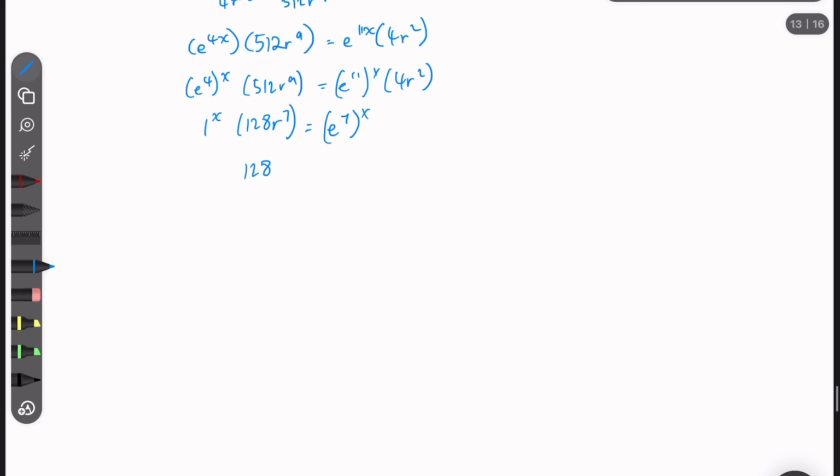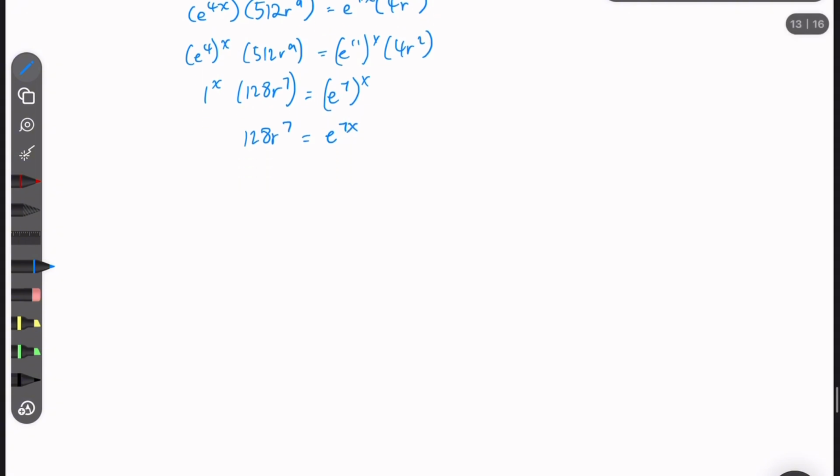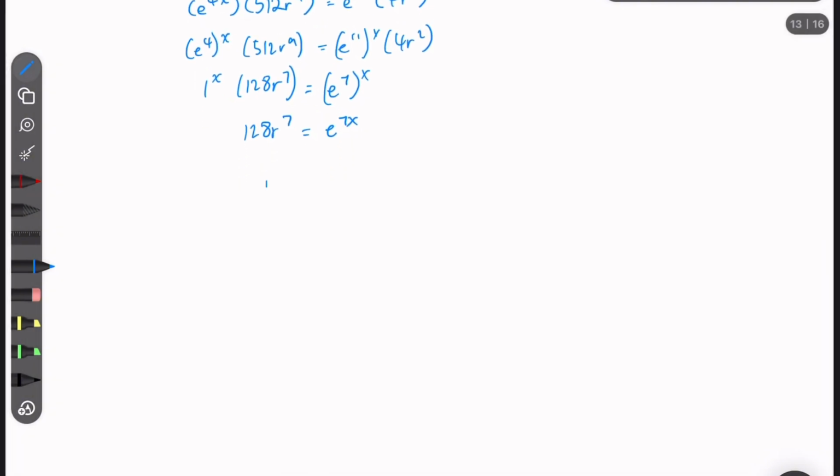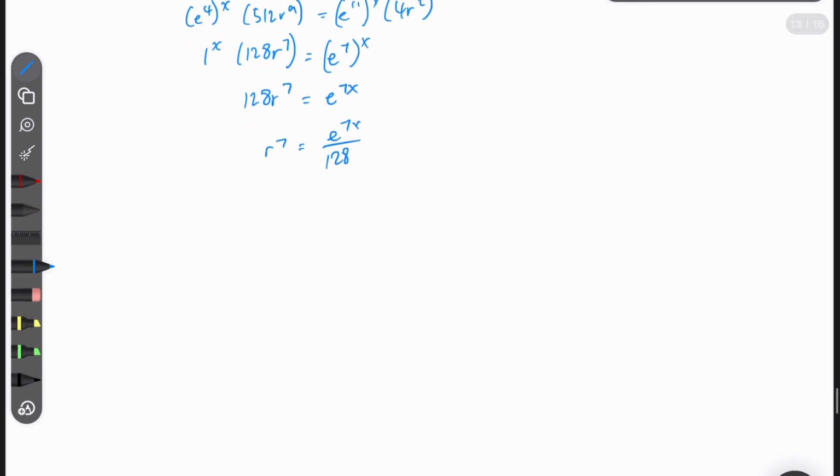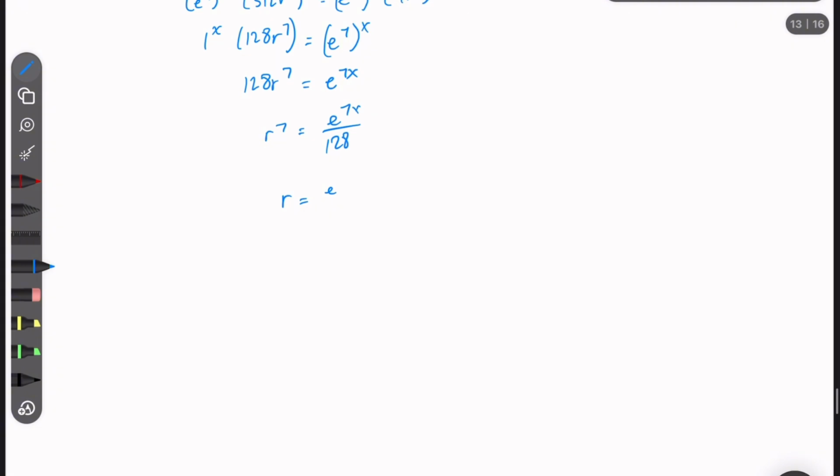And then we can rewrite this. Anything that has base 1 to the power of something is 1. So when you divide, it's just 1. And then you can leave it like this. Then r to the power of 7 equals this, and r is equal to e to the power of x over 2.